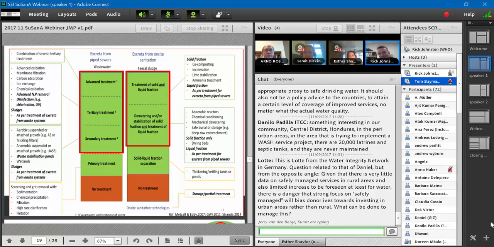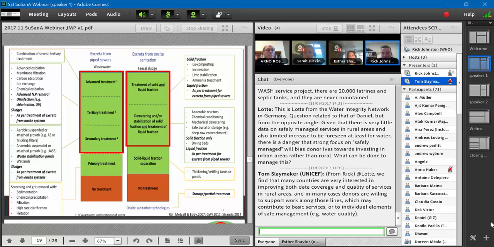For the fecal sludge, we are looking for treatment of both the solid and the liquid fraction, and there are a range of different ways in which that can be done. But this has been a really big challenge for us, to be able to find information on treatment of fecal sludge, and also to be able to determine exactly what type of treatment is happening. So this is a really big data gap, and is something that we will be looking to work with you on to fill in order to be able to make better estimates in future.